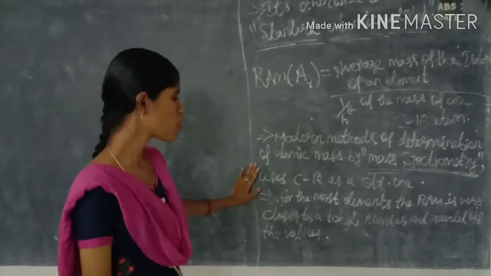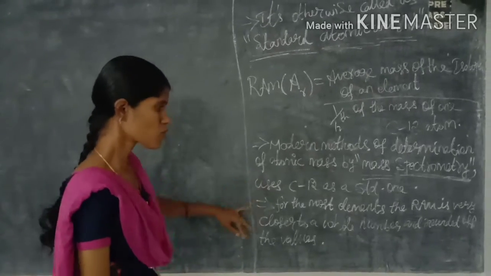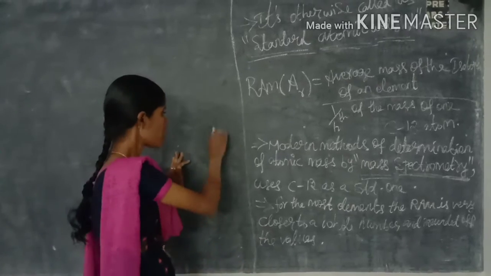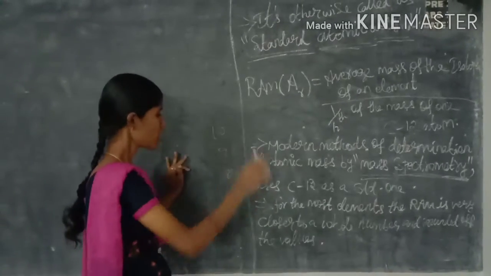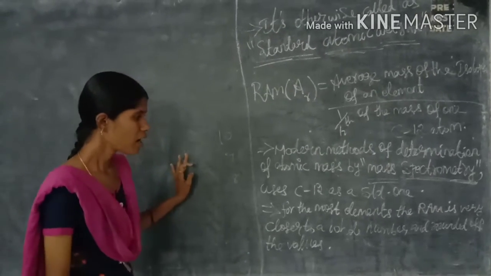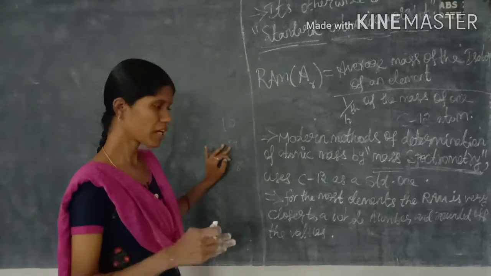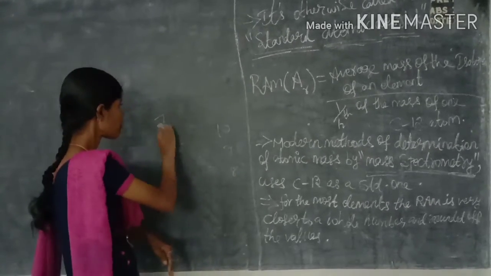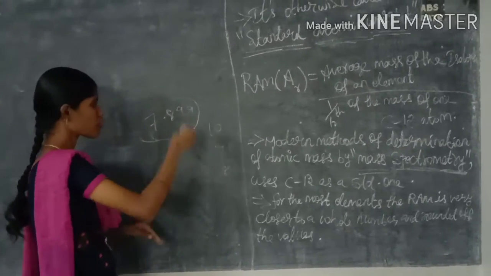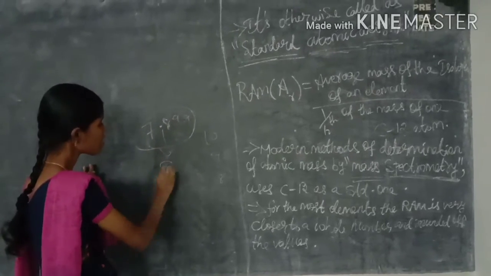For most elements, the RAM is very close to a whole number, like 10, 9, 8, not a decimal like 9.88. It is a rounded value. If it is like 7.889, for our convenience we have to round off the value as 8.